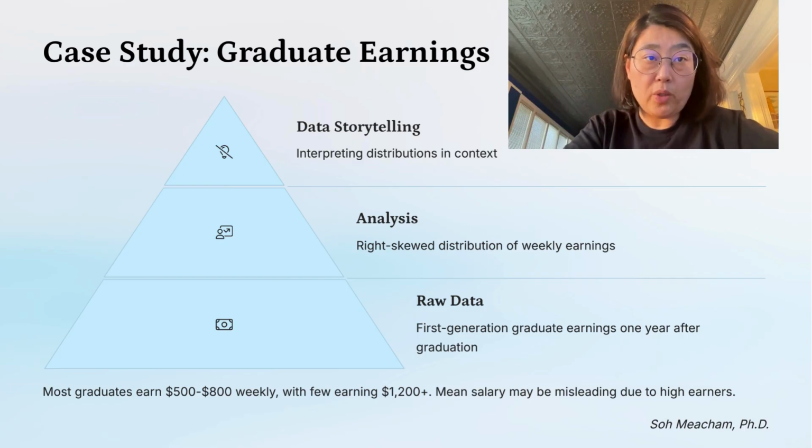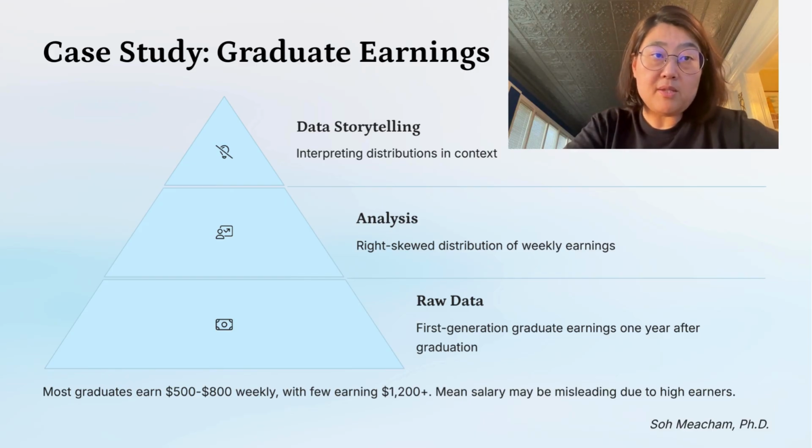Let's finish with one more education-specific example. Weekly earnings of first-generation college graduates 1 year after graduation. Let's say we're analyzing wage data from a state grant program. We build a histogram and immediately see it's right skewed. Most graduates earn between 500 and 800 per week, but a few earn 1,200 or more.